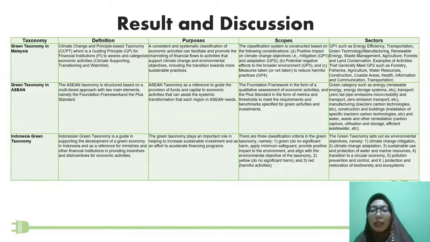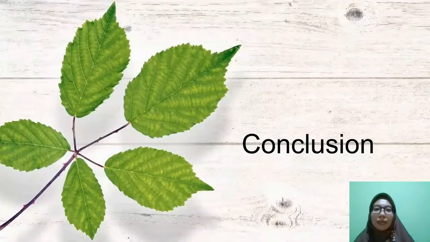The Green Taxonomy sets out six environmental objectives, namely climate change mitigation, climate change adaptation, sustainable use and protection of water and marine resources, transition to circular economy, pollution prevention and control, and the last, protection and restoration of biodiversity and ecosystem. And the last section is conclusion.